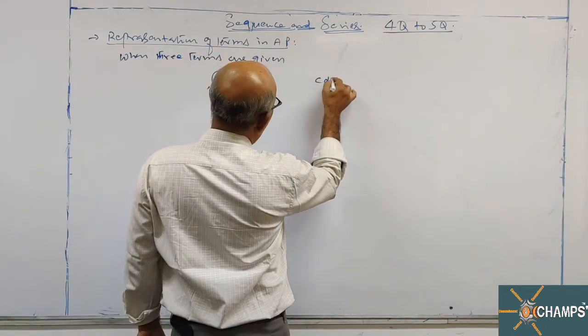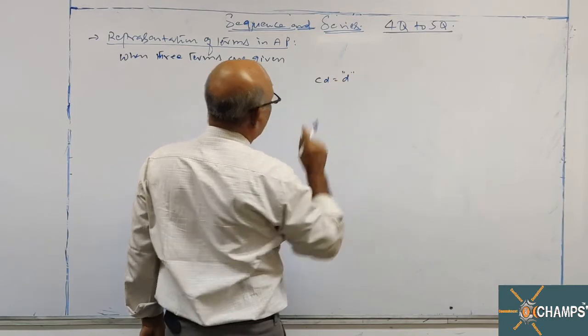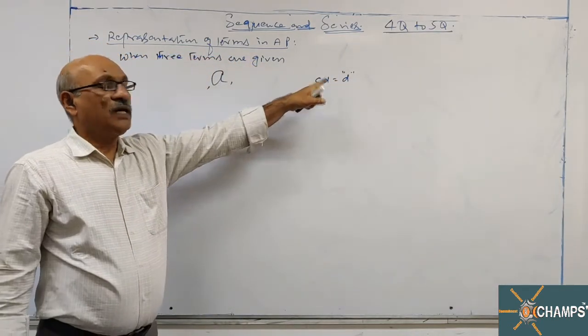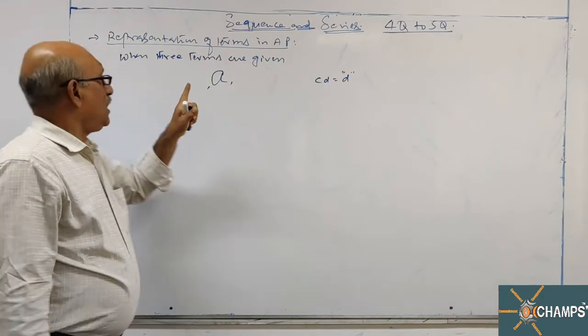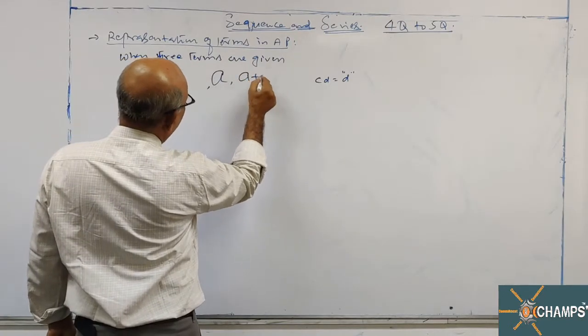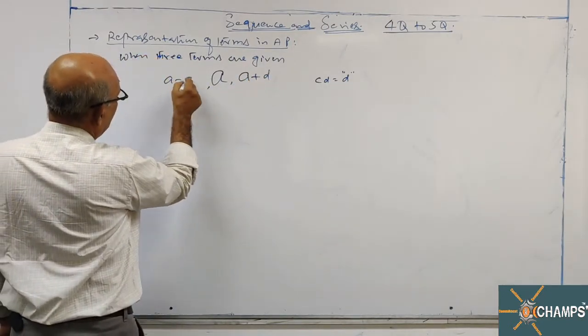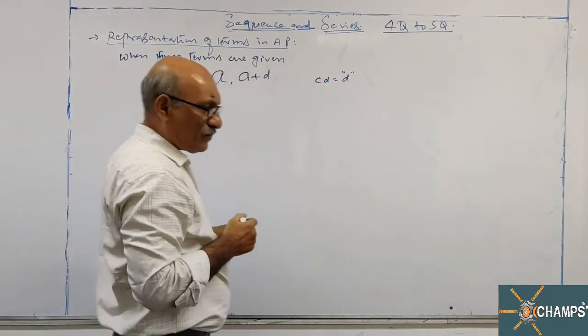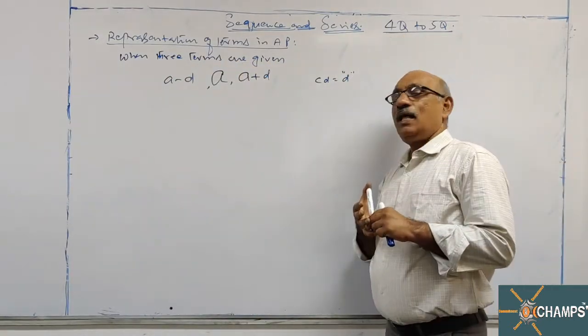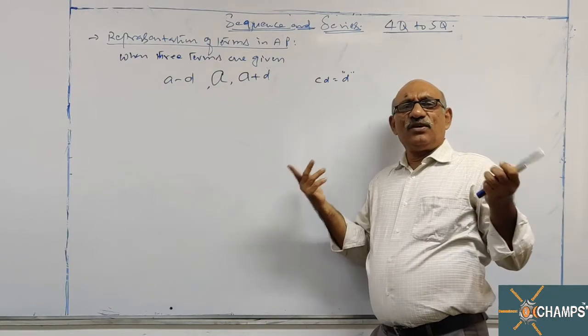Also take the common difference as D. Remember this point, sir: when the number of terms is odd, take the common difference as D. There is only one middle term A. You write one term on the right hand side and one term on the left hand side. What is the advantage of writing in this manner? Generally the information is given this way.